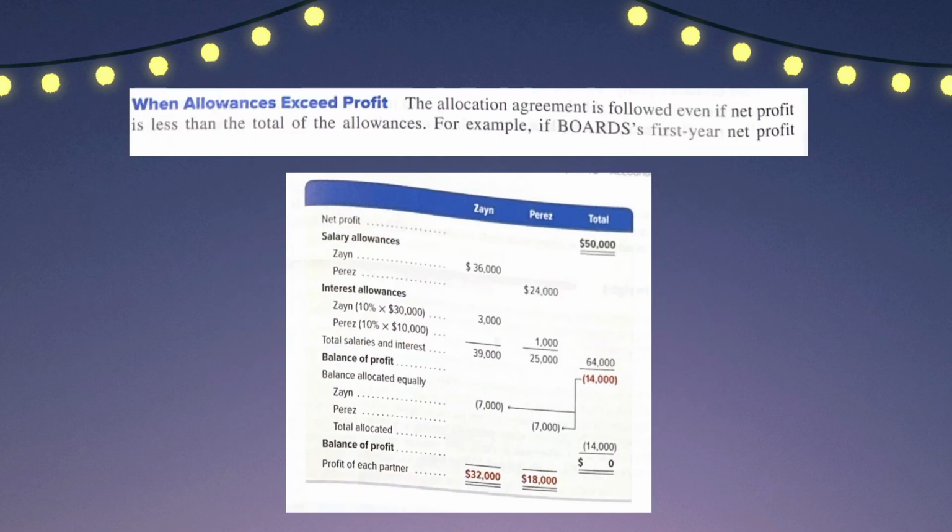When allowances exceed profit. The allocation agreement is followed even if net profit is less than the total of the allowances. For example, if Boards' first year net profit is $50,000 instead of $70,000, it is allocated as shown in the slide. Salary and interest allowances are identical to those in the previous slide. After allowances, the $14,000 negative balance is allocated equally to the partners per their sharing agreement. This means that a negative $7,000 is allocated to each partner. In this case, Zane ends up with $32,000 and Perez with $18,000.